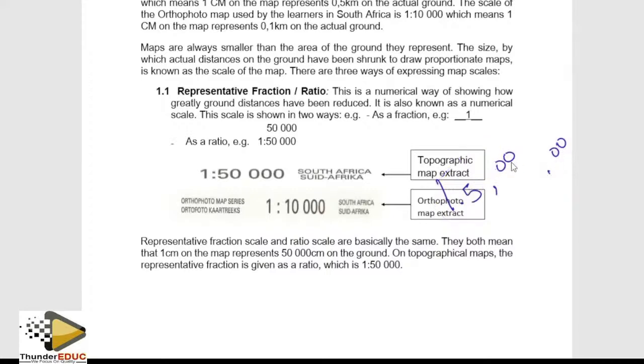Okay. So another thing is that when you look at the representative scale, we say that 1 centimeter on the map represents 50,000 centimeters on the ground. When you say it like that, it's a representative scale. Representative fractional scale or representative ratio scale are basically the same. Literally, they are the same, but they're different in writing because they use the same digits. When you're writing a fraction, it must be a fraction, and a ratio must be a ratio.